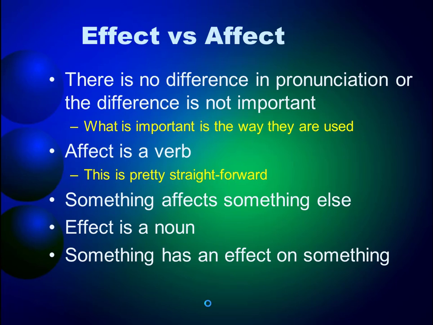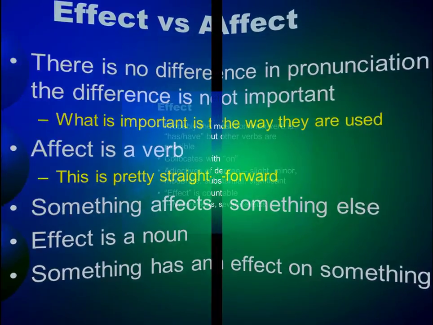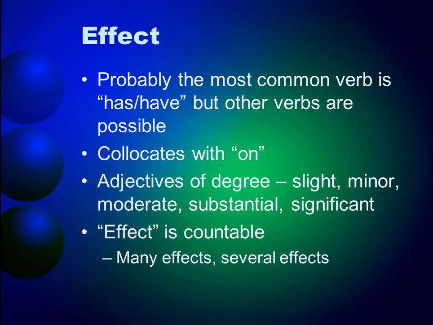Effect, E-F-F-E-C-T, is a noun. So something has an effect on something. And this noun carries with it a little bit of grammar. The most common verb you're going to run across is have. It has an effect on something. Something has an effect on something else. And then this collocates with on.